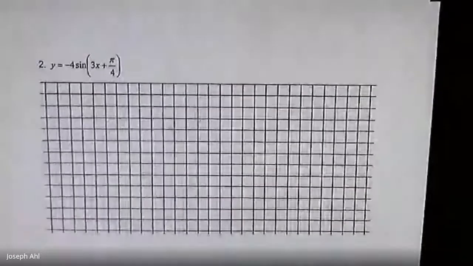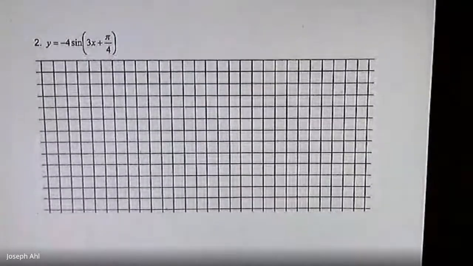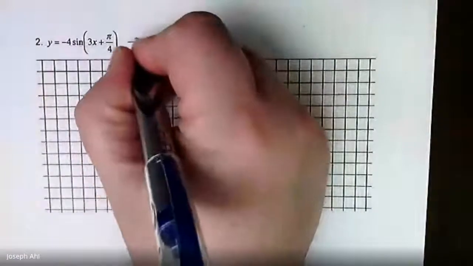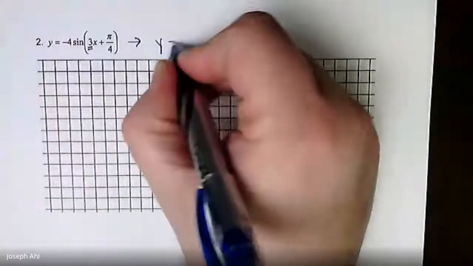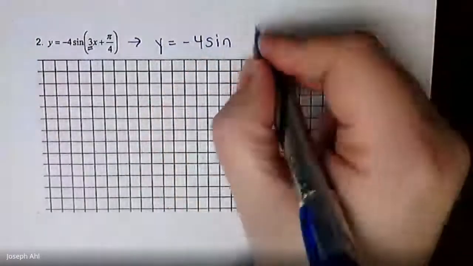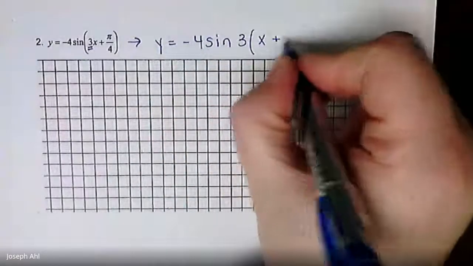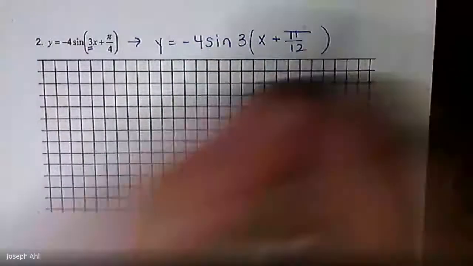On page 27 of the packet, we're looking at y equals -4 sine of 3x plus pi over 4. Very first thing you have to do, because I started it this way in the last one, is factor out this frequency. So we get y equals -4 sine. If I take out the 3, we now get x plus pi over 12.